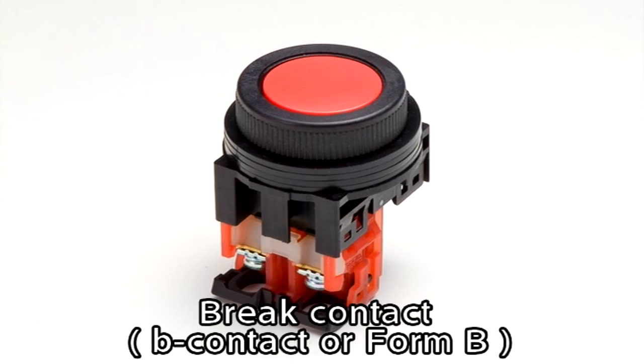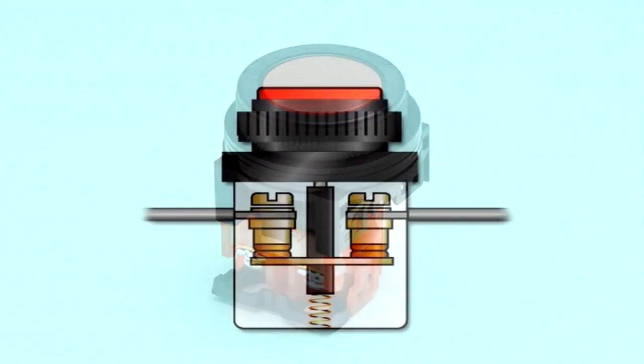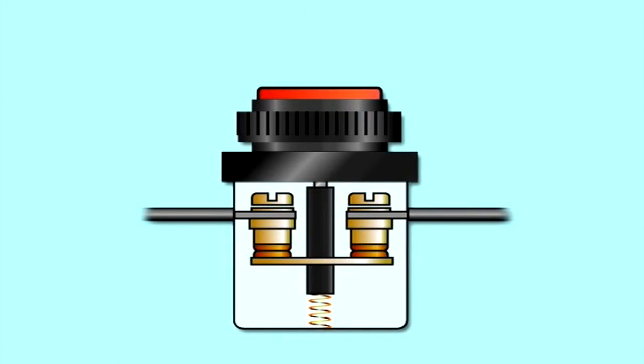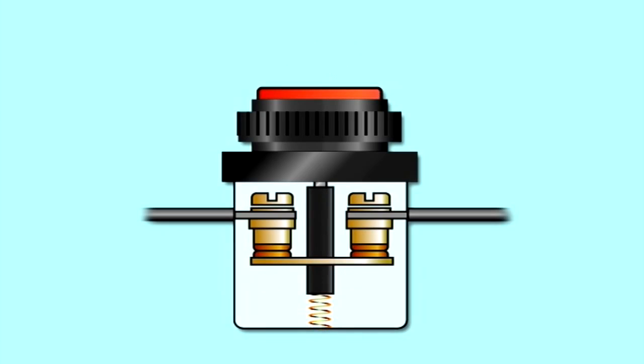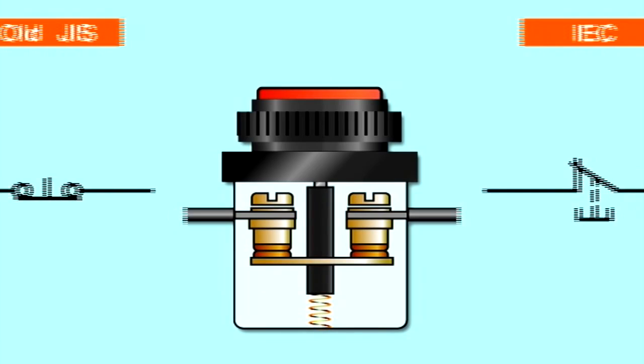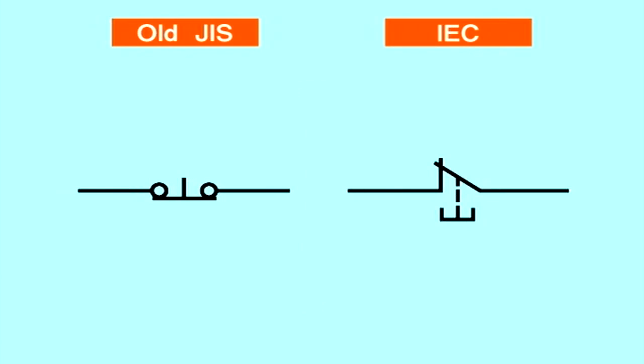Break contact is also known as B contact or Form B. If B contact is not in operation, the circuit remains closed and the on state is maintained. The circuit is open and the off state is maintained only while B contact is in operation. Because of this, the indication NC, or normally closed, will often appear on the B contact terminal. The B contact push button switch opens the circuit when the button is pressed and closes the circuit using spring force when the button is no longer being pressed.